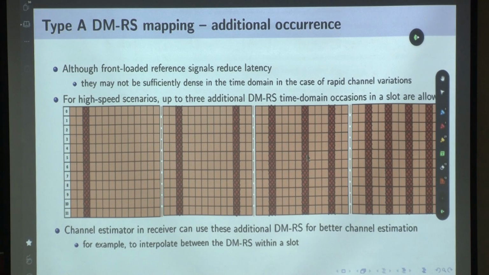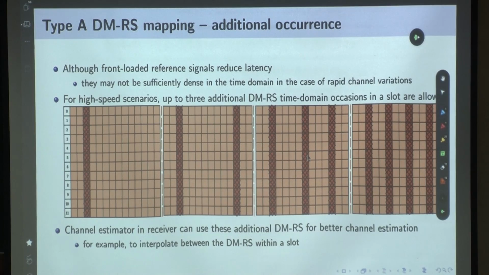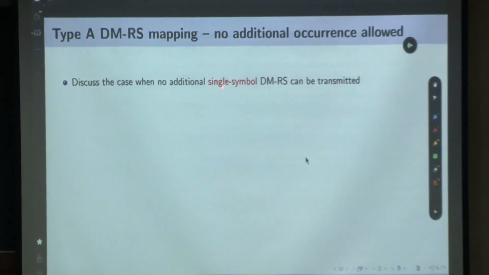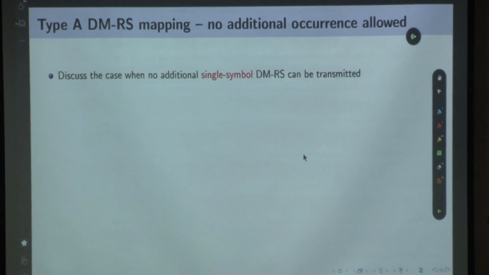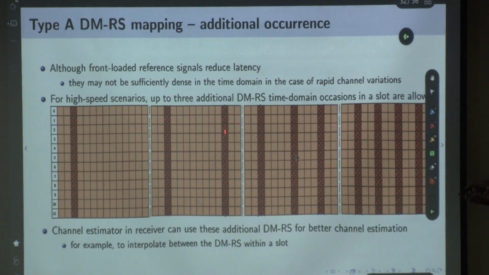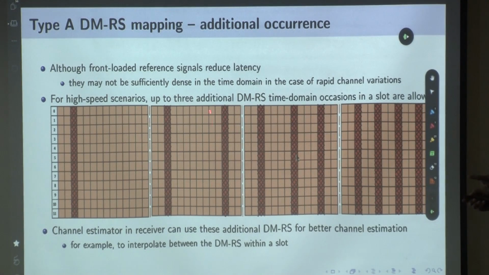Now what happens? There are certain cases wherein these additional occurrences are not allowed. We'll see that. Let me discuss the case when no additional single symbol DMRS can be transmitted. There are 2 different kinds of transmission. I showed you here additional occurrence only for single symbol. Even for 2 symbol transmission there can be additional occurrences. I'm not showing you here, but that's also possible.